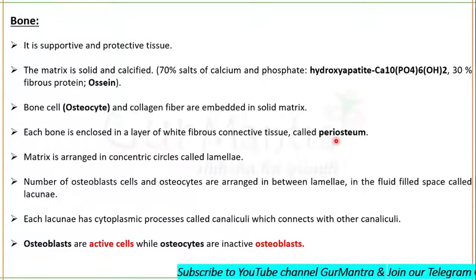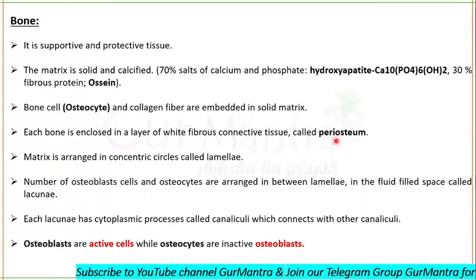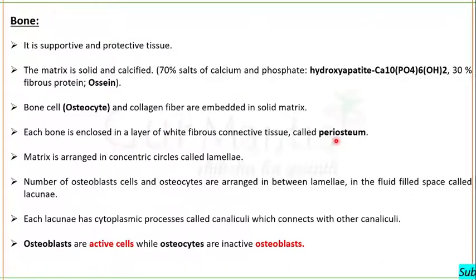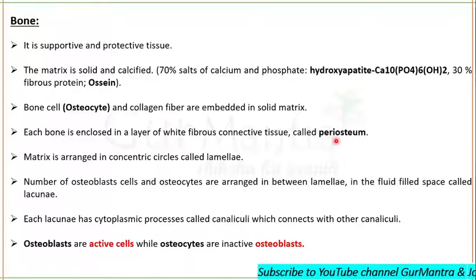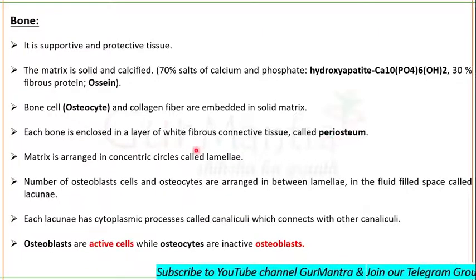Remember, fibrocartilage is not surrounded by any perichondrium, while hyaline cartilage and elastic cartilages are surrounded by the perichondrium.